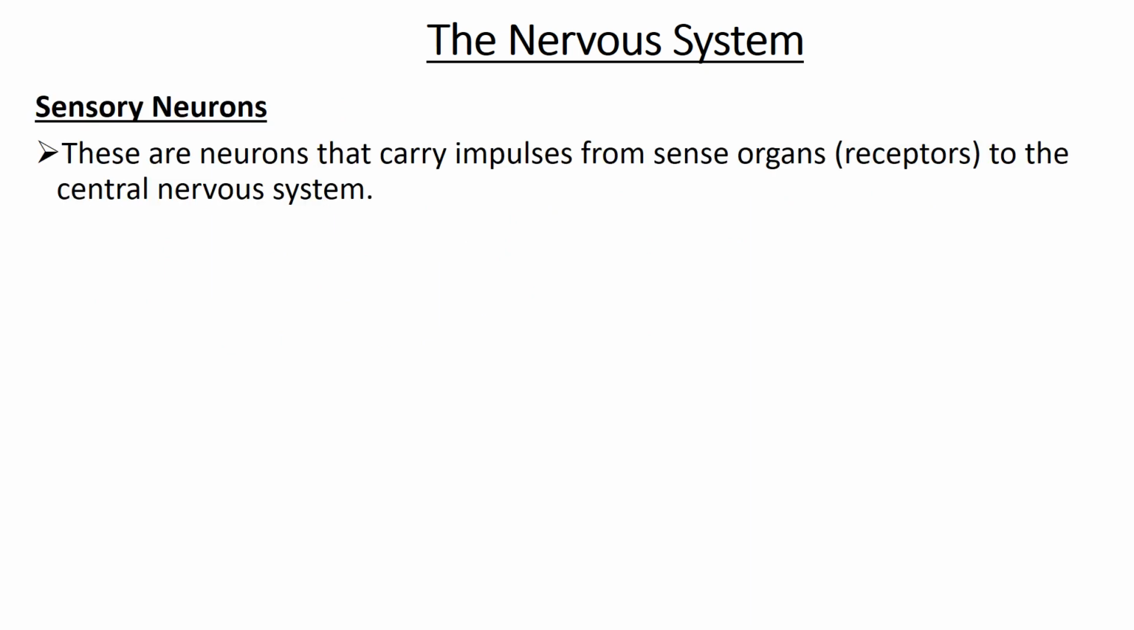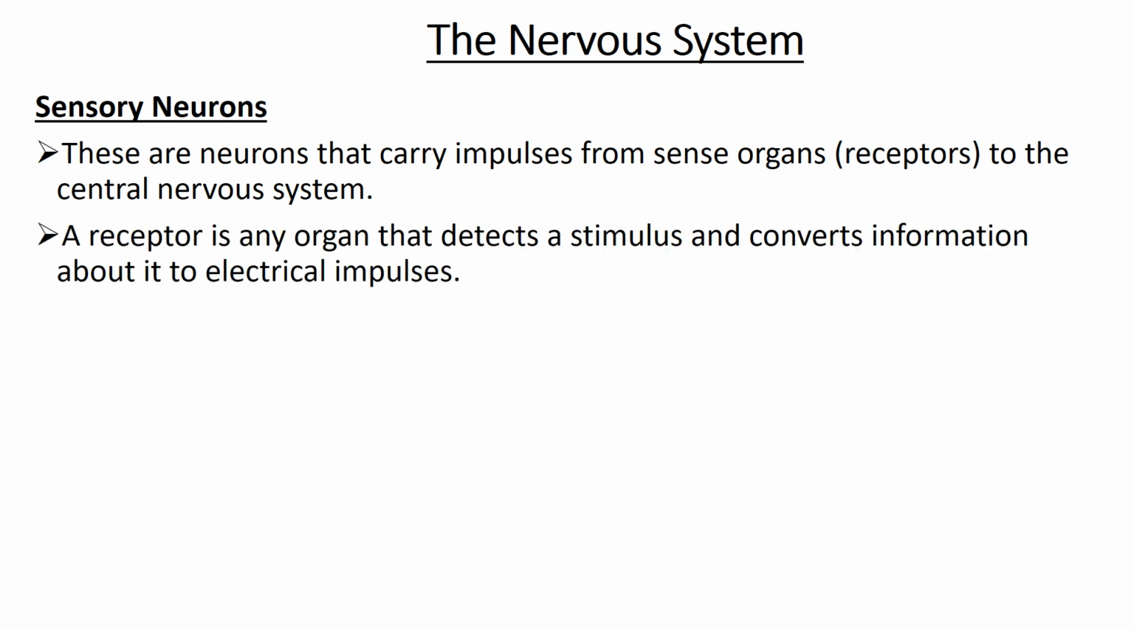These are neurons that carry impulses from sense organs, also called receptors, to the central nervous system. A sense organ, or receptor, is an organ that detects a stimulus and converts information about it to electrical impulses. The sense organs, which are the five senses, are the skin, the tongue, the nose, the ear, and the eye. They are going to detect a stimulus and convert that stimulus to an electric impulse.